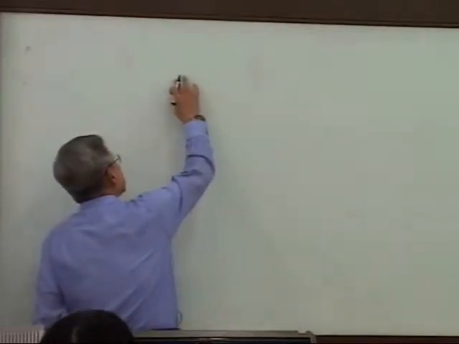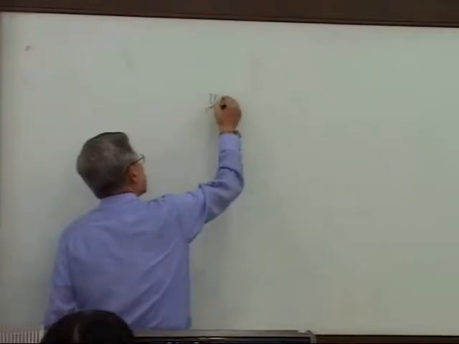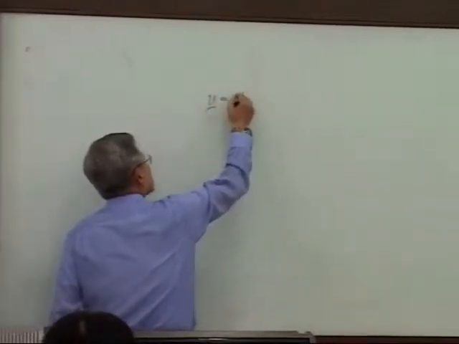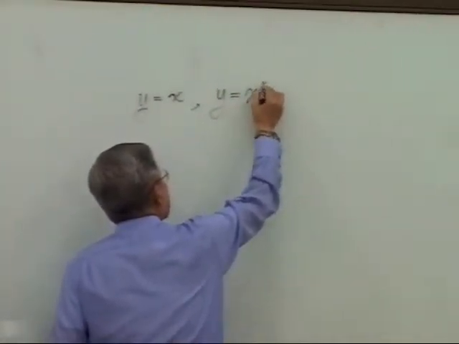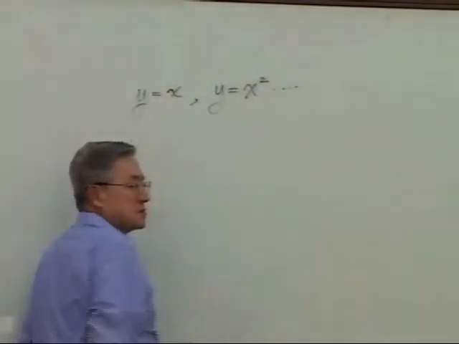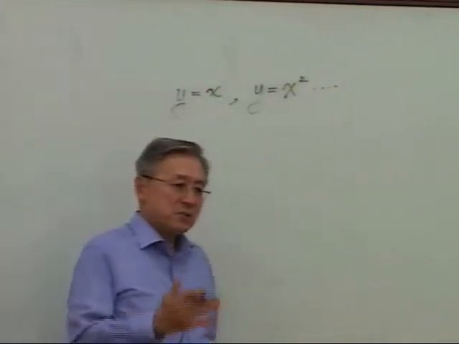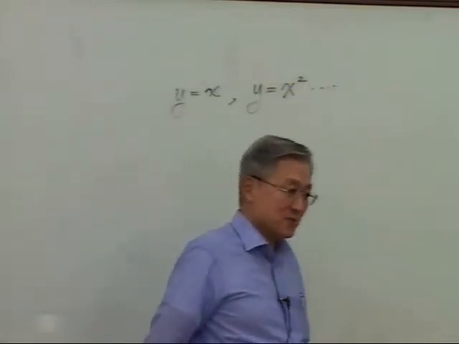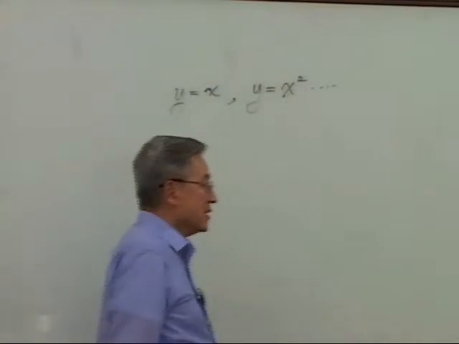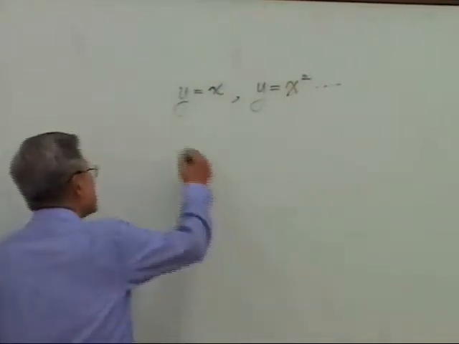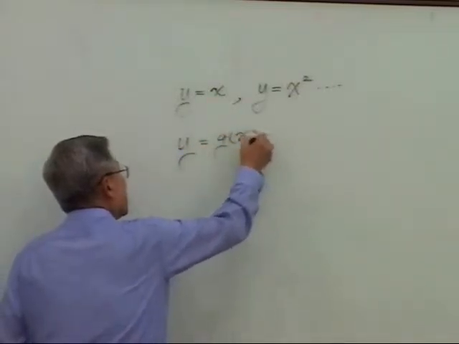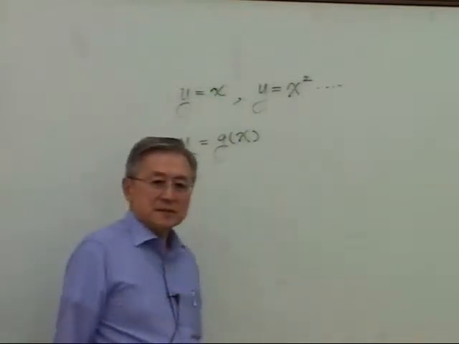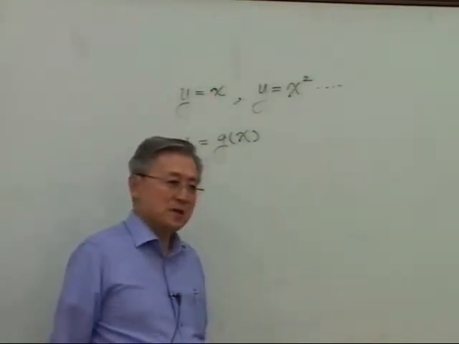Sometimes you have an equation set. Sometimes something like y is equal to simply x, then that situation is very simple. Or x squared. There are lots of functional relations between x and y, which is what you learn in algebra. Generally, I can say y is equal to g(x), a functional relation between x and y.